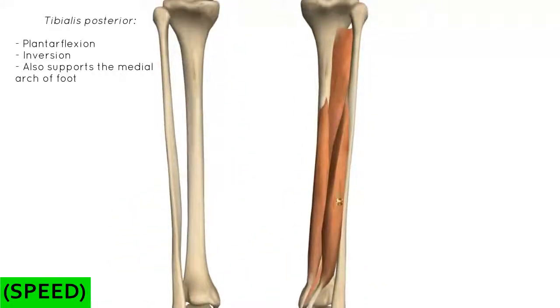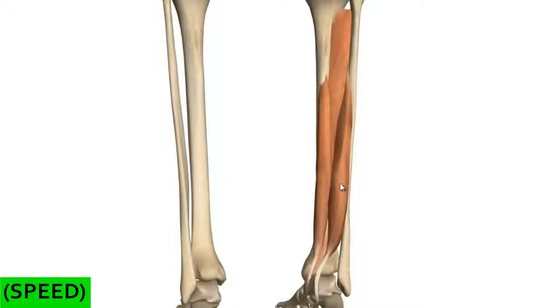And again, all these muscles are innervated by the tibial branch of the sciatic nerve. So those are the muscles of the posterior compartment of the leg. I hope that's cleared things up a little bit.